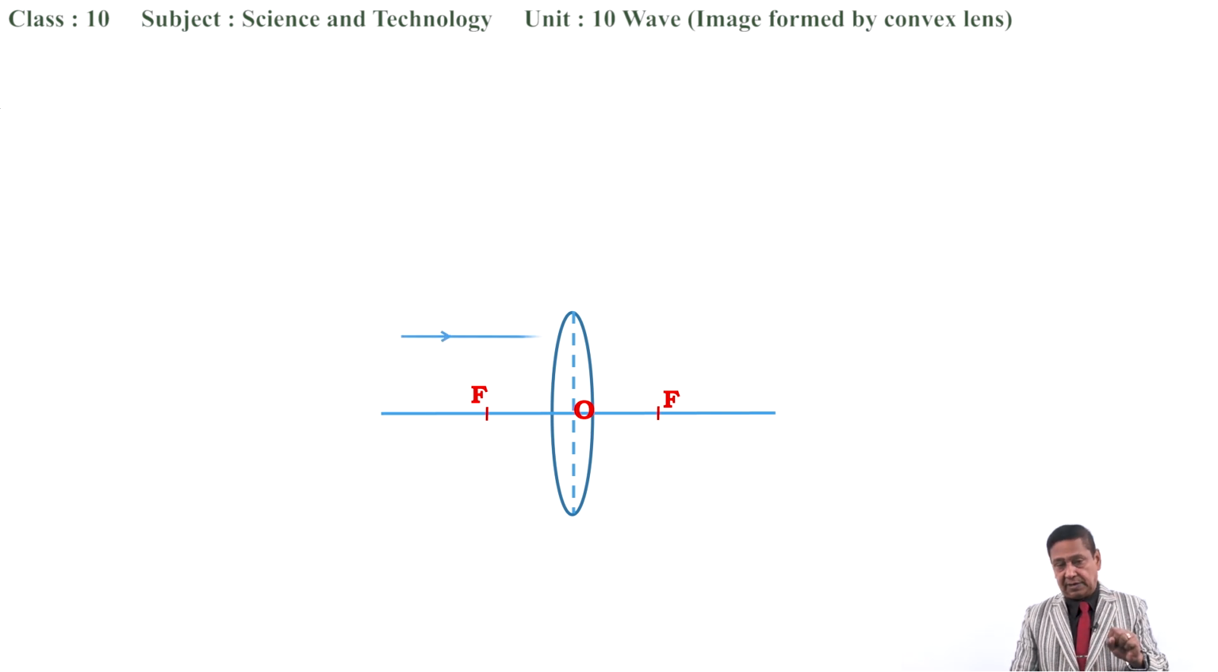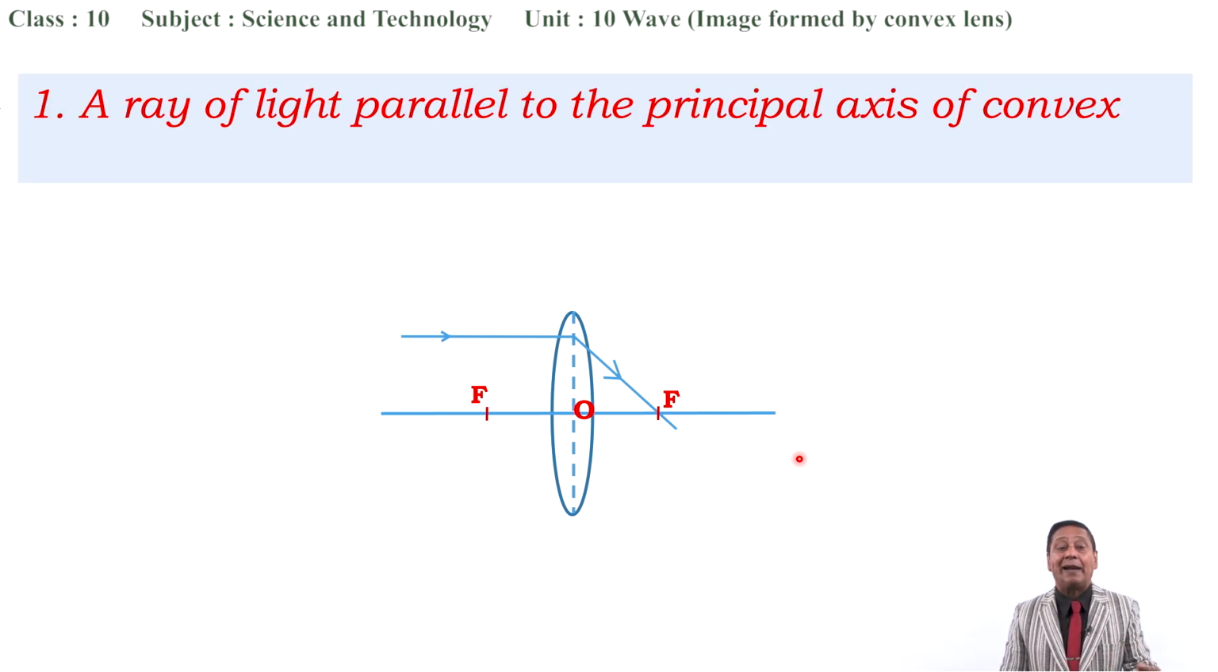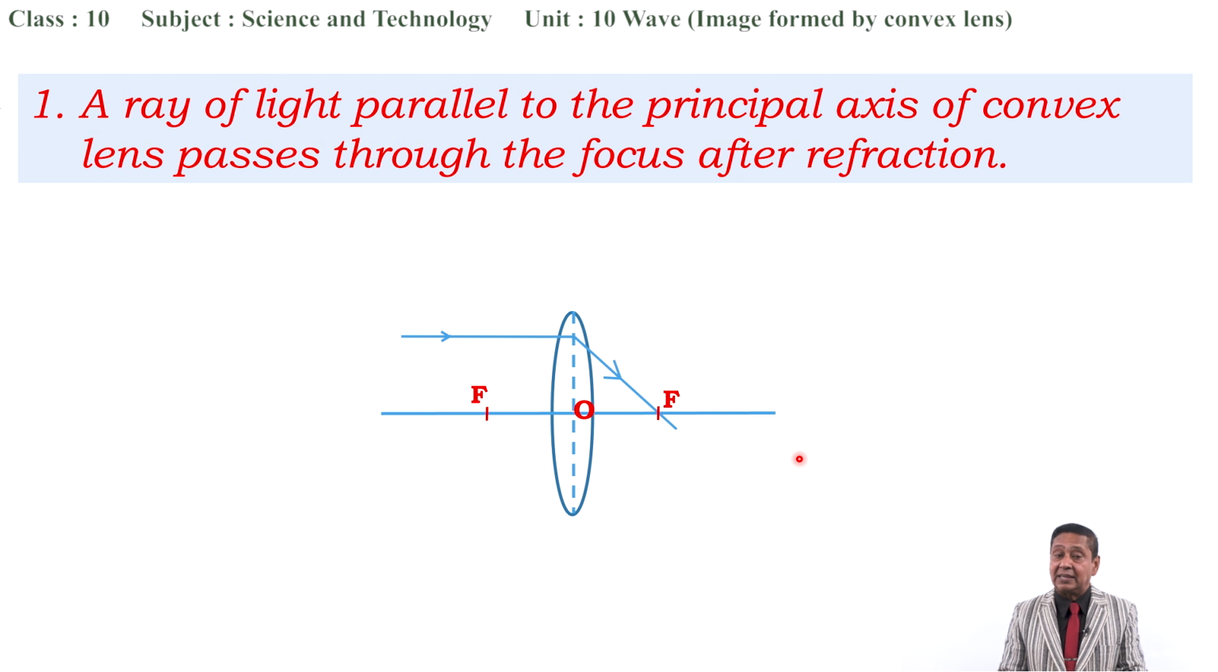The first rule is, if a ray of light comes parallel to the principal axis of the convex lens, then after refraction it passes through the focus. And we have to remember this. A ray of light parallel to the principal axis of a convex lens passes through the focus after refraction. Using this rule, we are going to draw a ray diagram related to a convex lens.